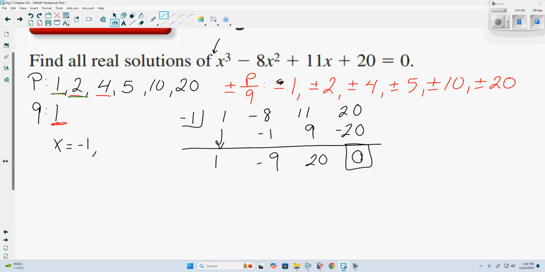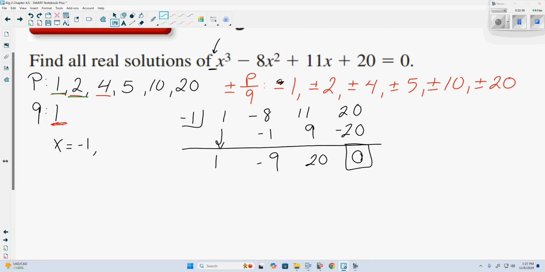So do you understand how we got P over Q? Do you understand factors of P? P is the constant term, factors of 20. What's factors of 20? Factors, 2 things multiplied together to give us 20. Yes. What multiplies together? 1 and 20, 2 and 10, 5 and 4. That's it. Factors of the leading coefficient, the number in front of the variable with the biggest exponent. Well, that number is, because x cubed, yep. So 1, yes?